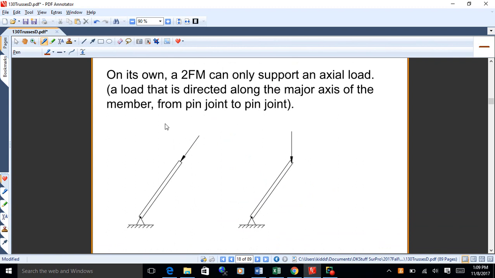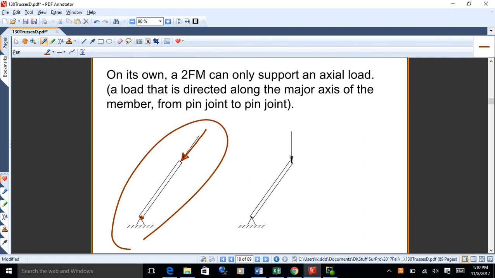Okay, so on its own, a two-force member can only support an axial load. That's a load that is directed from one pin to the other. Notice if you have that two-force member, which I'm showing you here, if you push towards the other joint, that's fine. As long as that push is directly in line with the other joint, that's a stable support there.